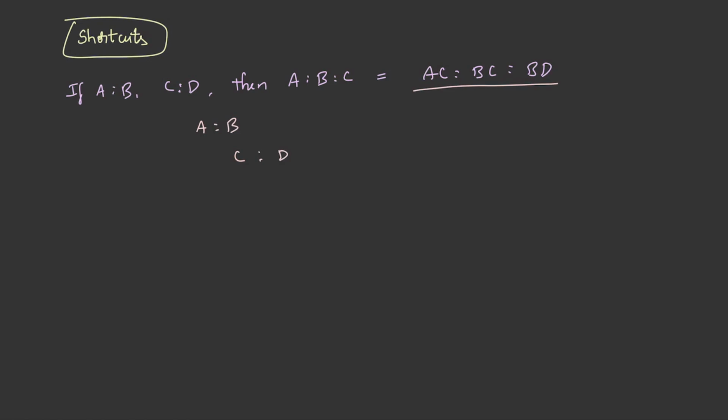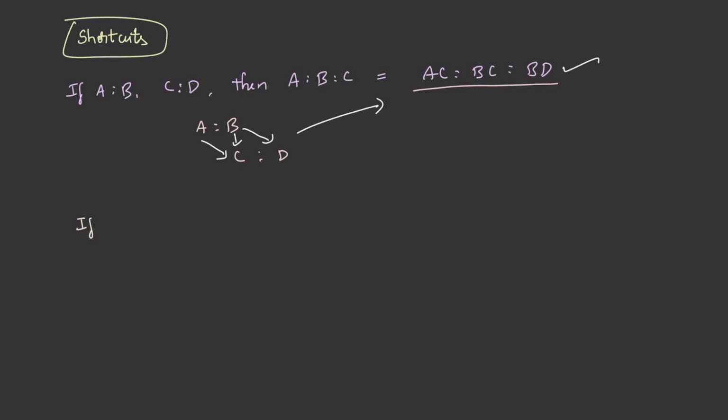Now we shall understand a couple of shortcuts. If A:B and C:D are given, then the simplest way to find out A:B:C:D will be AC:BC:BD. I'll explain a trick to remember this. A is to B is given and C is to D is given. In order to get this formula, first let's multiply A to C and then B to C and then B to D. That is AC is to BC is to BD.